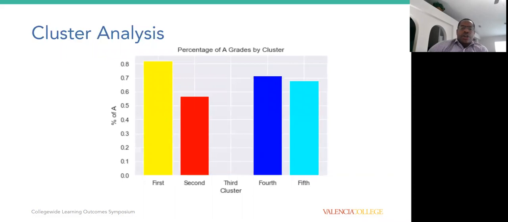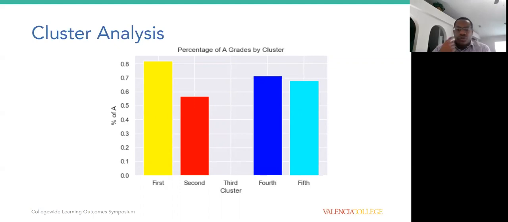Okay, so this graph here, I went through each cluster, there are 5 clusters, and I said, for all the students in that cluster, what is the percentage of students that received an A in the course? So clearly we can see that the first group, the yellow bar, had the highest proportion of A's, over 80%. But then we noticed the third cluster had 0% A's. And right there, I thought that was pretty cool.